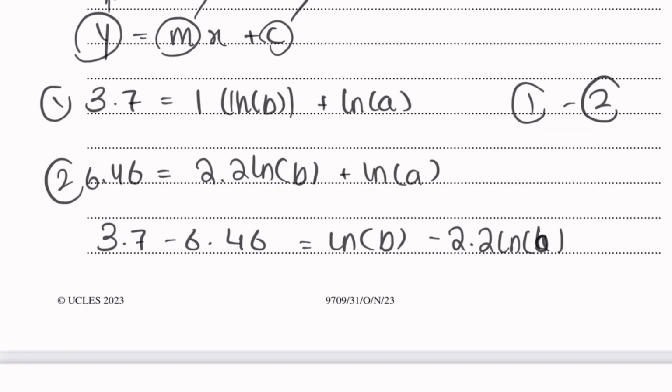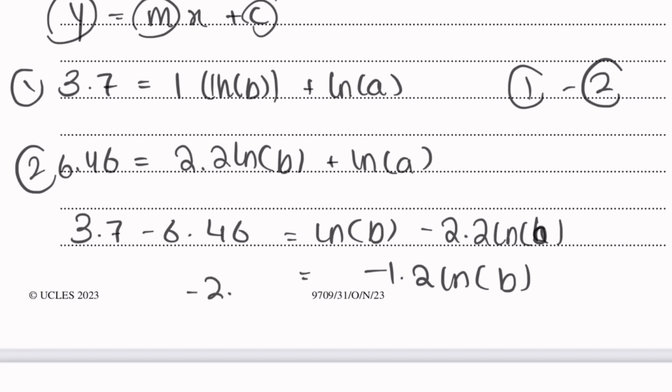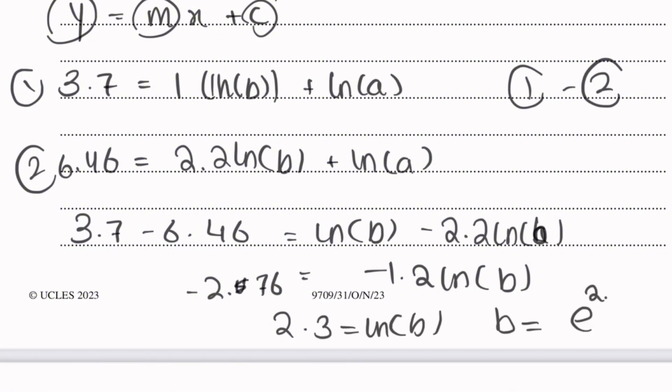Now if you use your calculator, this is minus 1.2 ln b, it must equal 3.7 minus 6.46, which is equal to negative 2.76. If you divide by negative 1.2, you will get 2.3 equals ln b, but he doesn't want ln b, he wants b, so b will equal e to the power of 2.3.